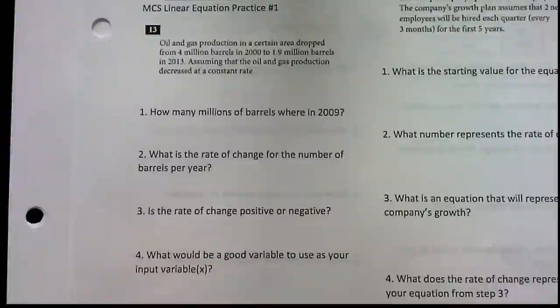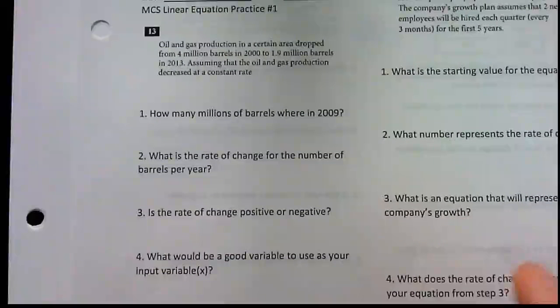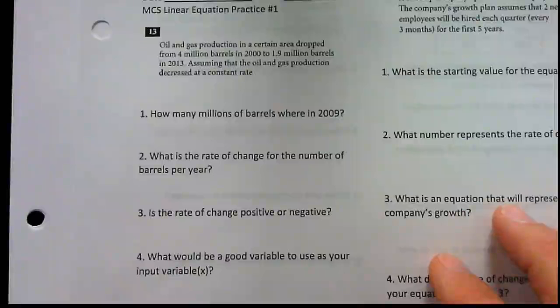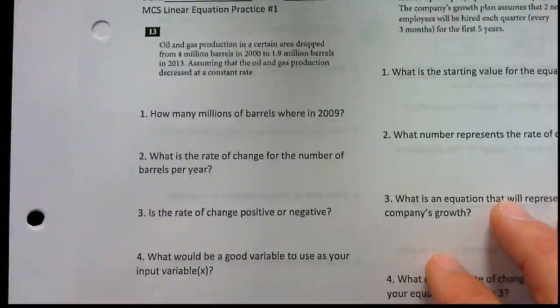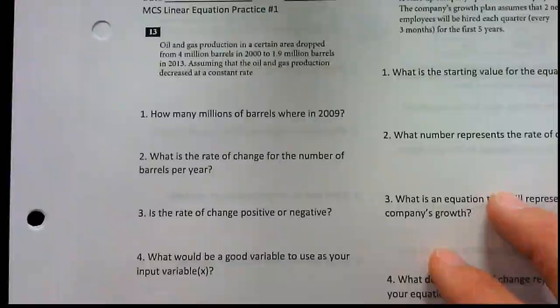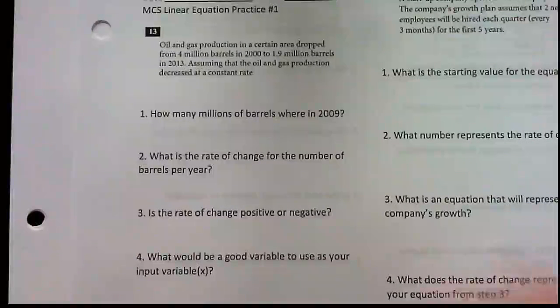So it says oil and gas production in a certain area dropped from 4 million barrels in 2000 to 1.9 million barrels in 2013. Assuming that the oil and gas production decreased at a constant rate. Now, the first question that I'm asking you guys is, how many millions of barrels were in 2009?